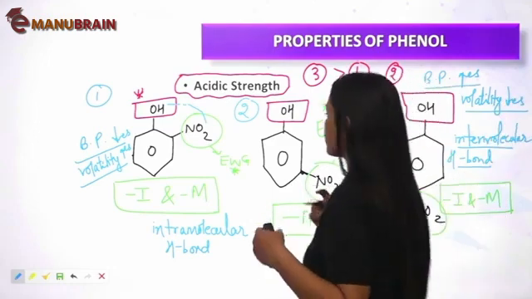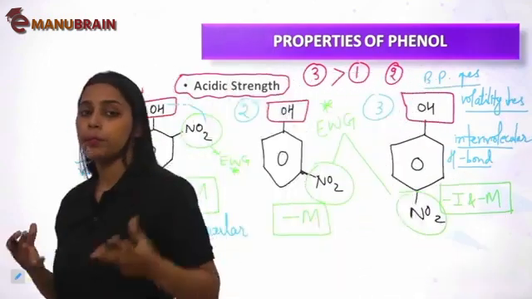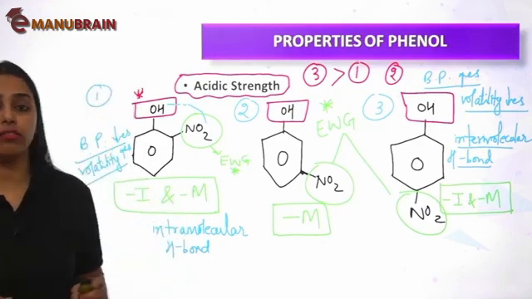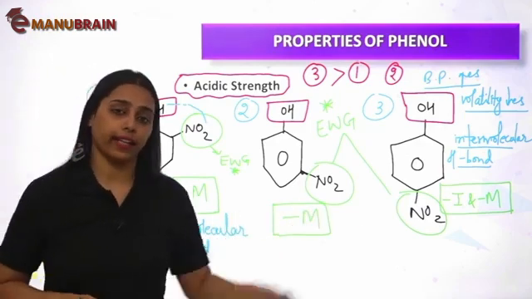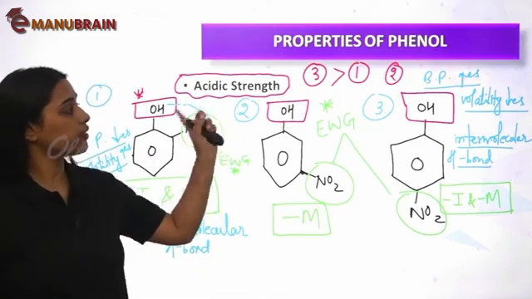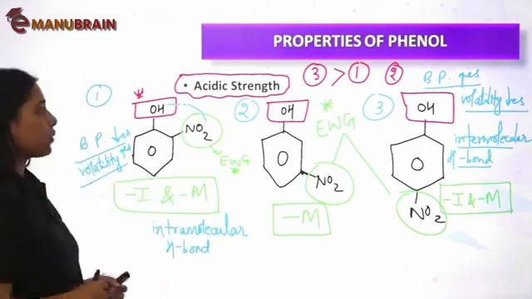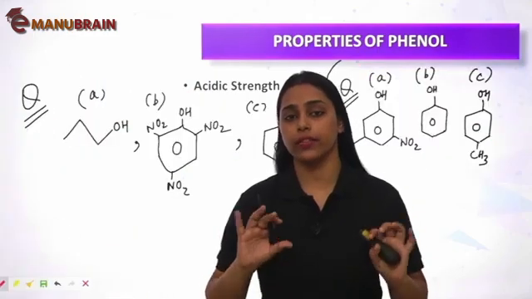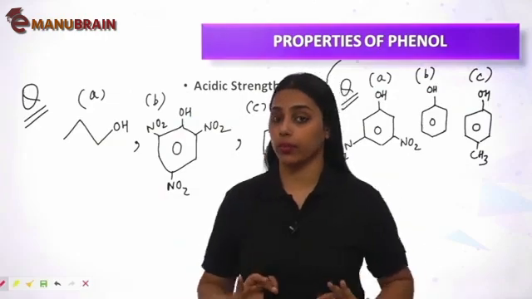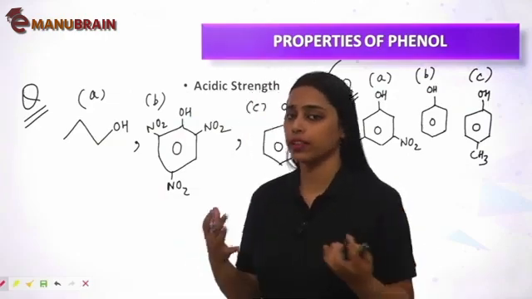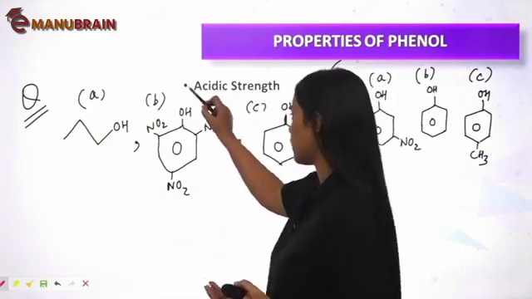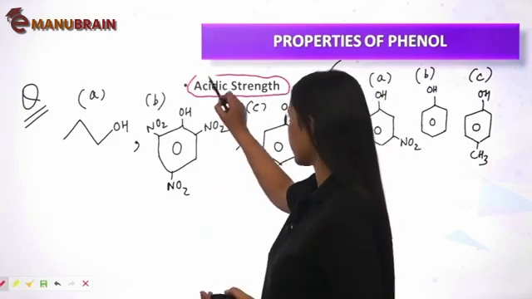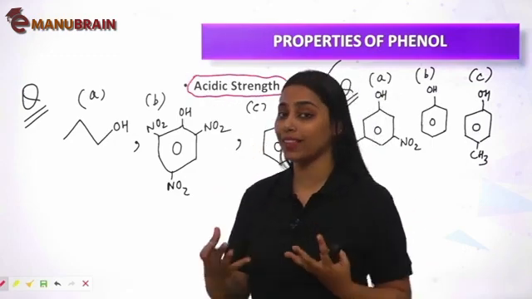So all these things happen when you compare the acidic strength of ortho, meta and paranitrophenol, and the order is 3, 1, 2. Okay. So this was about acidic strength of phenols. So now on the screen you can see we have 2 questions given to you, and these questions are being asked on the topic acidic strength only. So we were discussing that. So let's quickly see whether you are able to apply the knowledge or not.